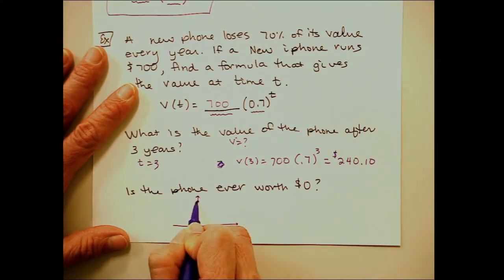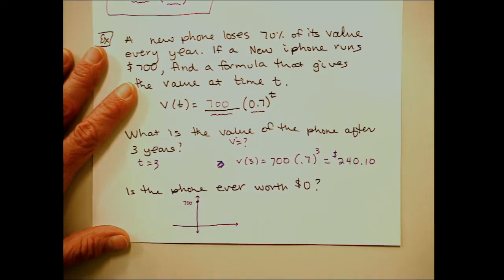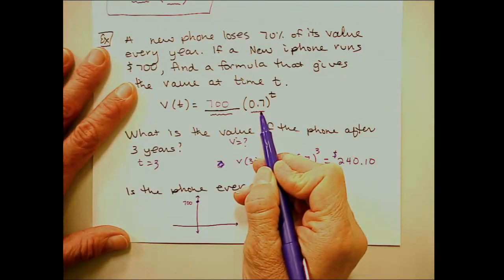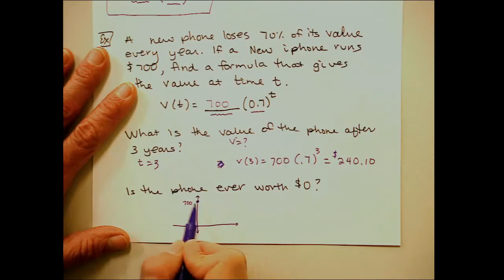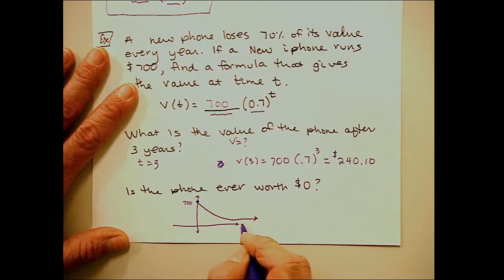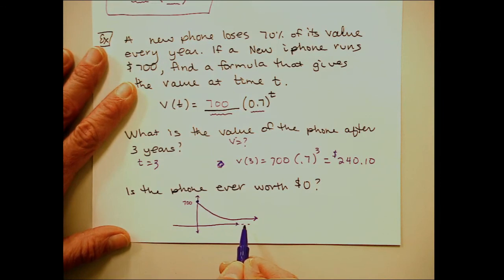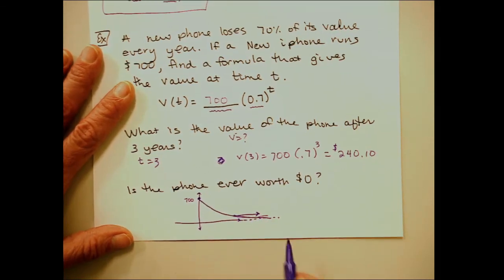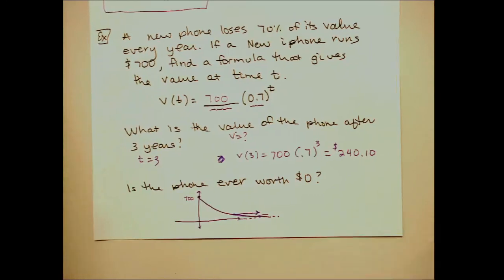So we start at t equals 0, it's worth 700. Here's my base, 0.7. It's a number between 0 and 1, right? So its graph, and I don't have to draw the left side because I don't know what happened before my phone came into being. Right? But it's that flipped over exponential function. And I have this asymptote now with the positive x-axis. So it heads down towards it, but it never gets there.